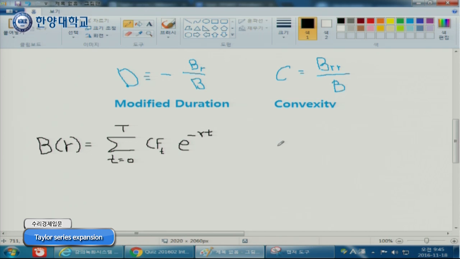Any question? Yeah. Right? So I'm using continuous compounding to make everything easy. Continuous compounding.